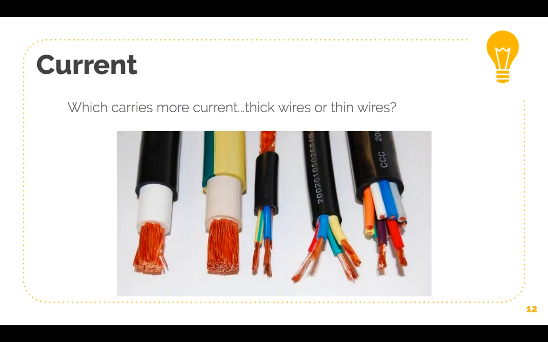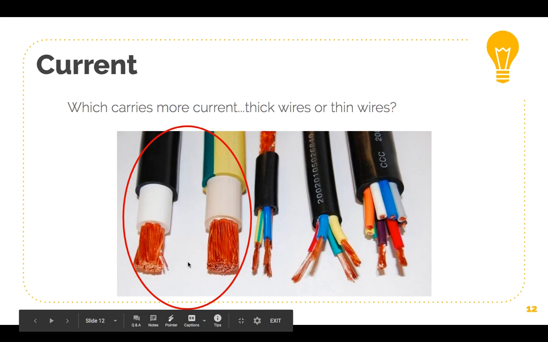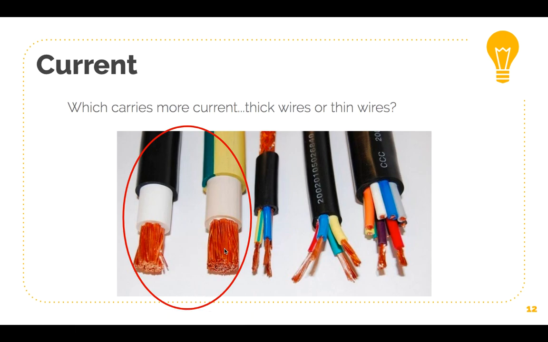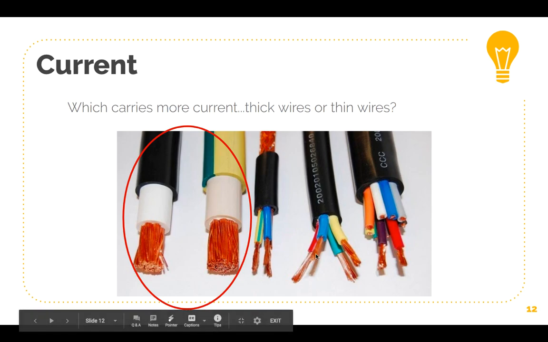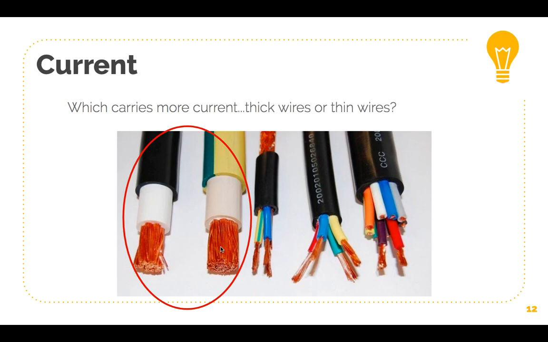So which carries more current, thick wires or thin wires? Definitely thick wires. Why? There's more conductors in a thick wire. You see there's hundreds of strips of copper within these thick wires and only a few in these thinner wires. So the more conductors, the more copper you have within a wire, the more free electrons that can move throughout that conductor.